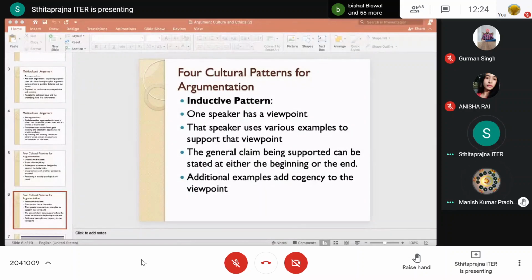Inductive pattern. One speaker has a viewpoint. The speaker uses various examples to support that viewpoint. The general claim being supported can be stated at either the beginning or the end. Additional examples add to the viewpoint.